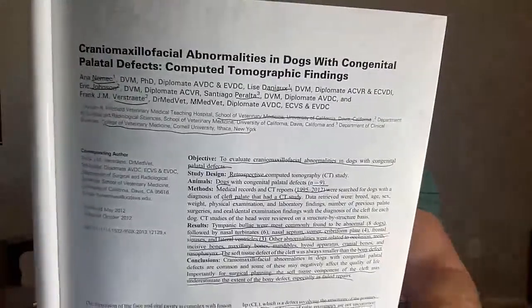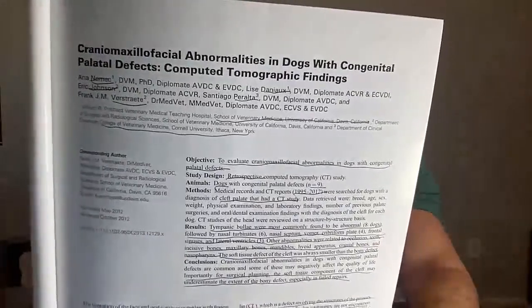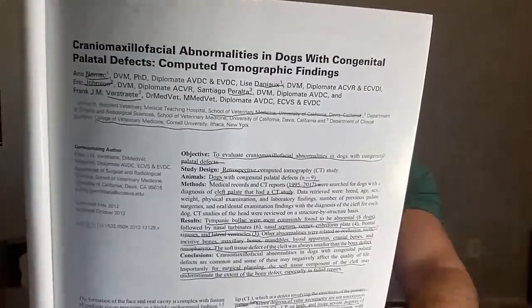We are going through this issue of veterinary surgery, and we're going to talk about this paper out of Davis and Cornell, Craniomaxillofacial Abnormalities in Dogs with Congenital Palatal Defects: CT Findings. There's going to be a lot of anatomic terms in here that are related to the complexity of the canine skull. I can't show you those things, but it suffices to say that the main point of this journal will be evident. This is a pretty straightforward study.